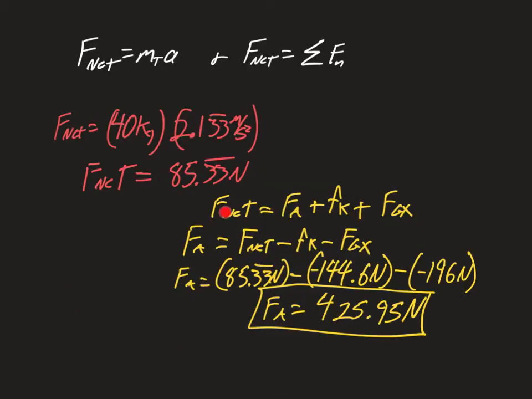So that brings us back to rewriting our net force equation with the sum of forces as the applied force plus the kinetic or frictional force plus the force of gravity has to equal that net force. Since we don't know that one, we solve it for applied force, and we have that the net force minus friction minus gravitational force will equal the applied force. But notice these are negatives, and that's negative values, so it's really adding all of them together. Place all of them in, add it up. You're going to get that applied force is 425.95 newtons. And that's your answer.